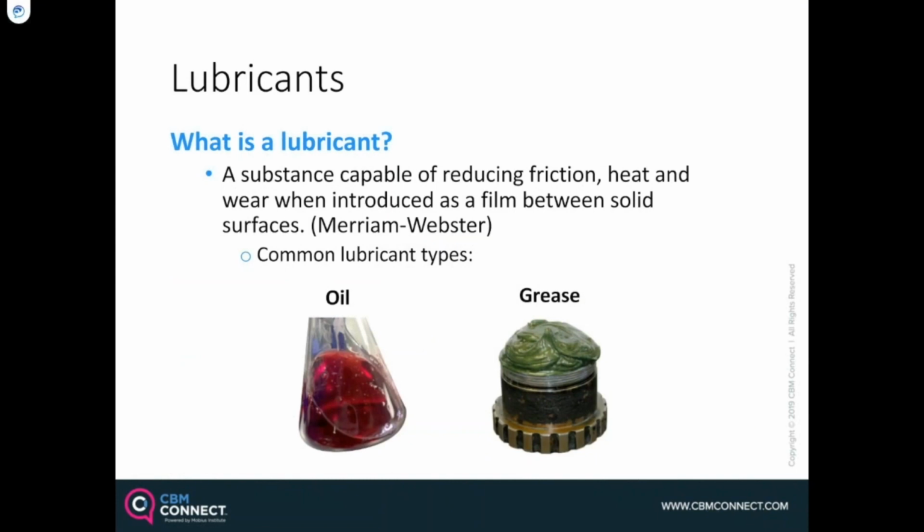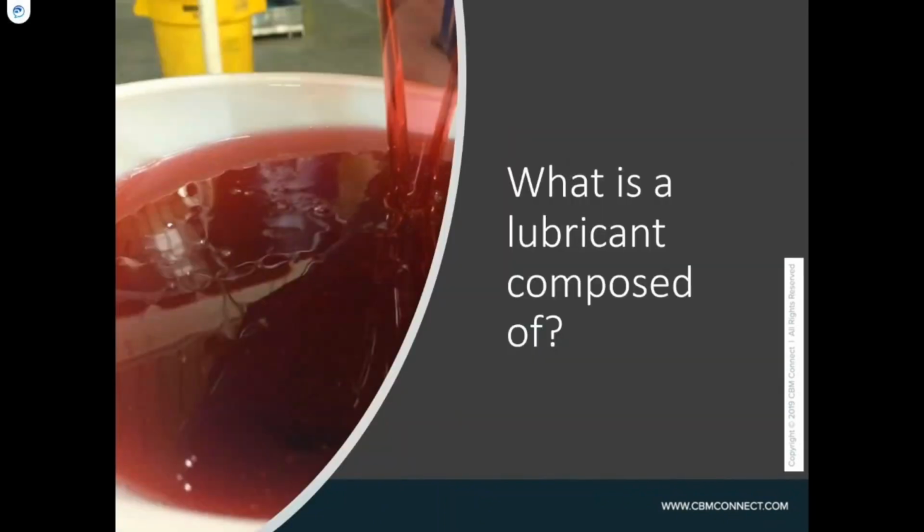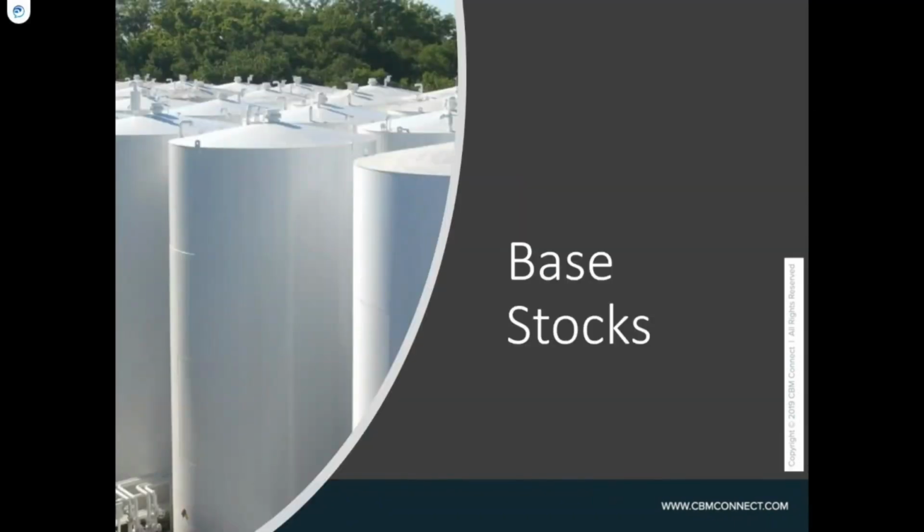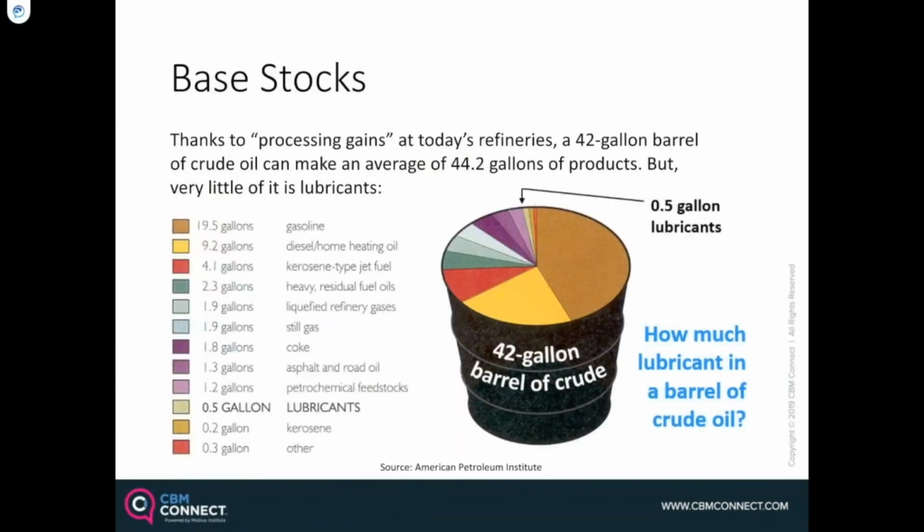What is a lubricant? We think of lubricants as primarily being oils and greases, but the purpose of them is the same. A lubricant is just that substance that reduces the friction between two surfaces when they rub together. What is a lubricant composed of? As I mentioned, it's composed of base stocks and additives. They're typically blended, heated, there's agitation, there's various steps in there. But when it comes out, that's what goes into a finished lubricant. I'm going to touch briefly on base stocks, but what do we mean by base stocks and where do they come from?